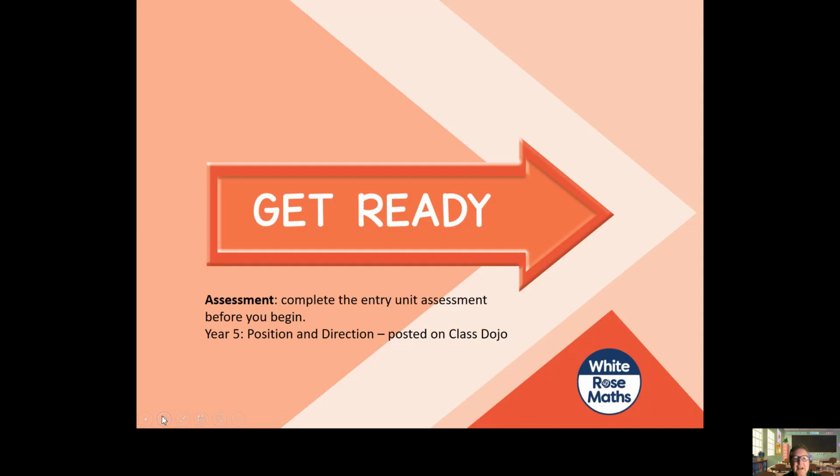So getting ready. First thing you need to do is your assessment. Complete the entry unit assessment before you begin. If you haven't done that yet, pause or stop the video and have a look at the assessment. It's the Year 5 position and direction, and it's being posted on Class Dojo. Have a go, do the best you can, and have a look at the answers.